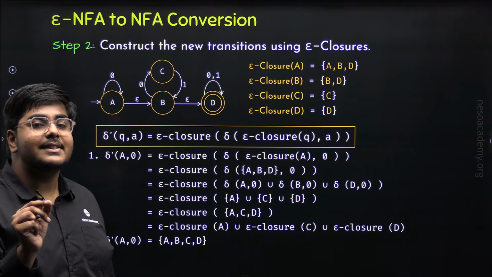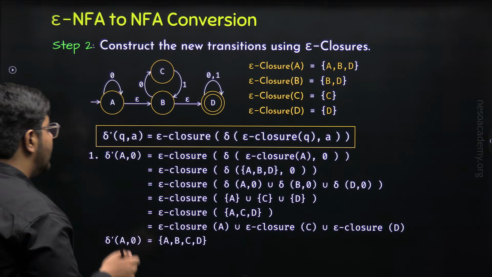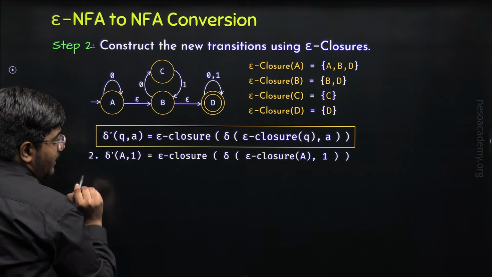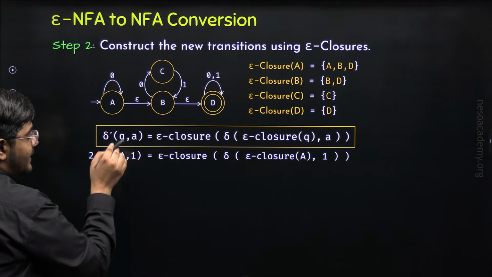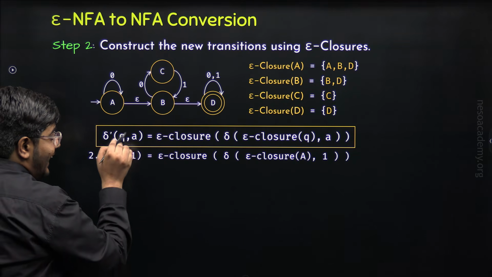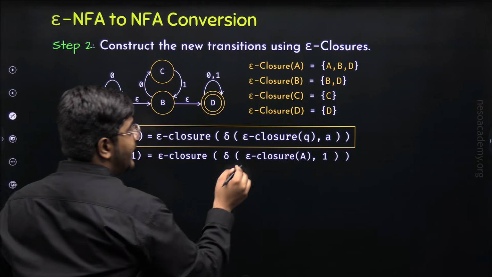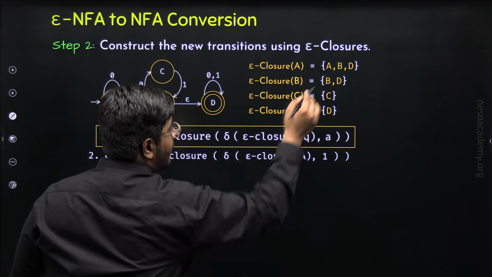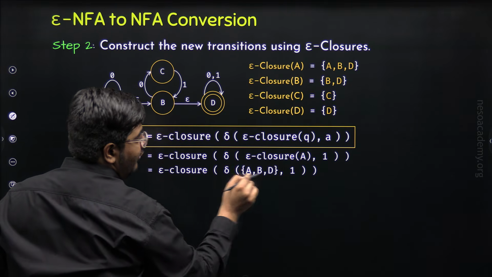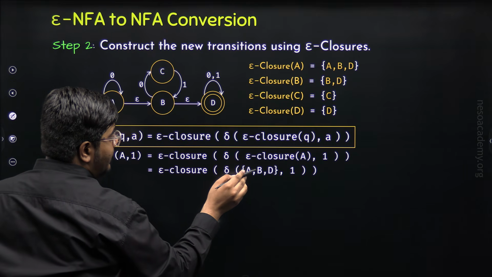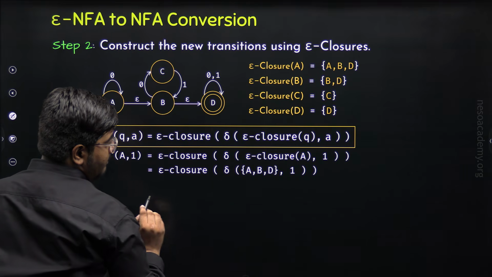Now we will calculate the second transition, that is the transition for the state A on input symbol 1. Now we have replaced this Q by A and A by the input symbol 1. Again, we need to replace this epsilon closure of A by this value. So we have replaced it. Now we need to calculate delta A, B, D on the input symbol 1.